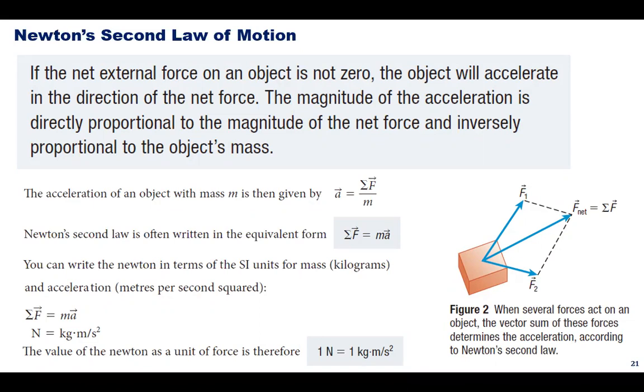The acceleration of an object with mass m is then given by acceleration equals the net force over the mass of the object. Then Newton's second law is often written in the equivalent form: the net external force, sigma F, equals mass m times acceleration vector a. So recall from section 2.1 that the net force or total force on an object is the sum of all the individual external forces.